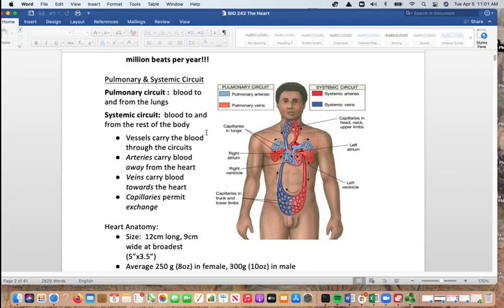So we can see here with the pulmonary arteries that they're going to be blue because they're going to carry deoxygenated blood to the lungs. It will pick up oxygen in the lungs and then return back to the heart through the red pulmonary veins. So veins are going to return blood to the heart. For the systemic circuit, you're going to have red arteries carry the blood away from the heart to the tissues. It will drop off oxygen, and then it will return through the veins to the heart carrying blue deoxygenated blood. The capillaries are going to be where you have that exchange occur.